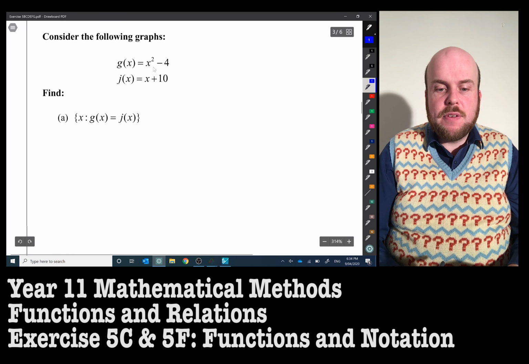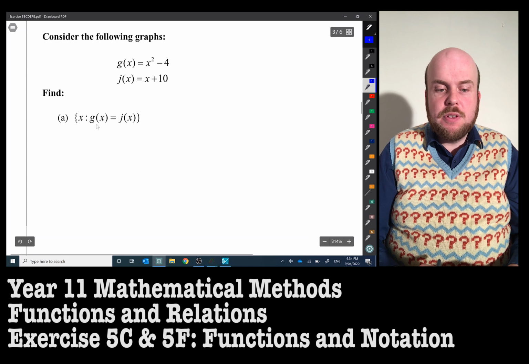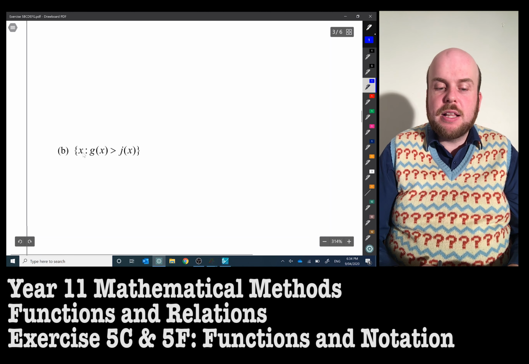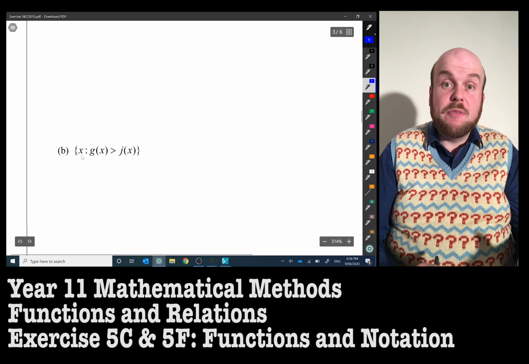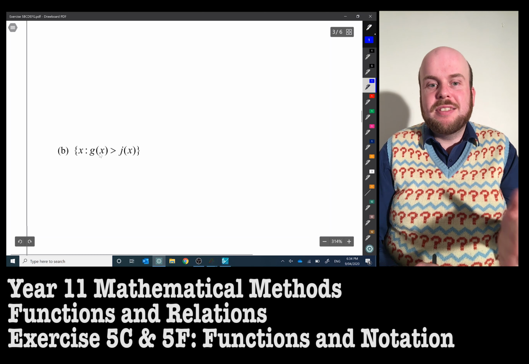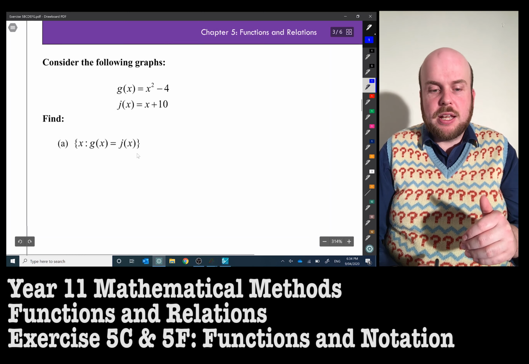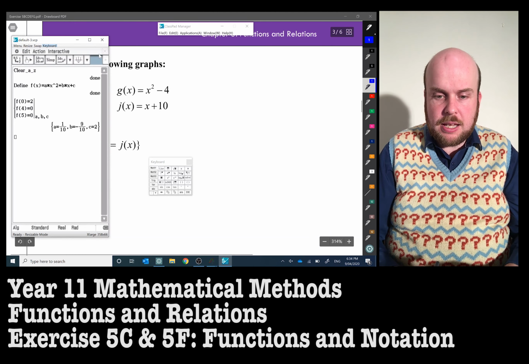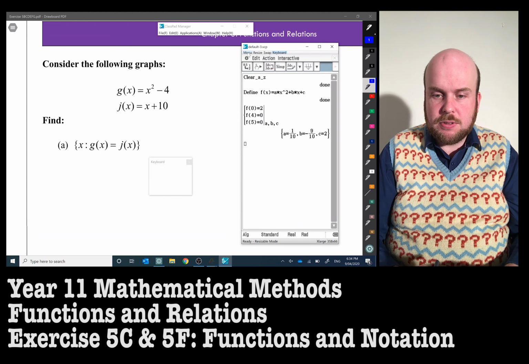Consider the graphs g of x equals x squared minus 4, j of x is equal to x plus 10. First of all, find out when g of x is equal to j of x, and then find out what values of x will give you such that the g of x is greater than j of x. So let's get calm our farms and let's do this.